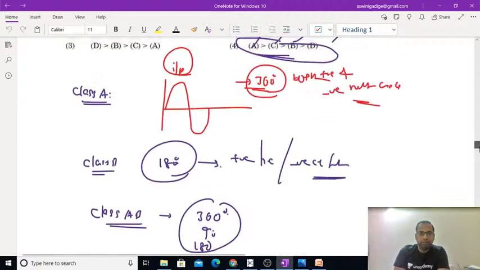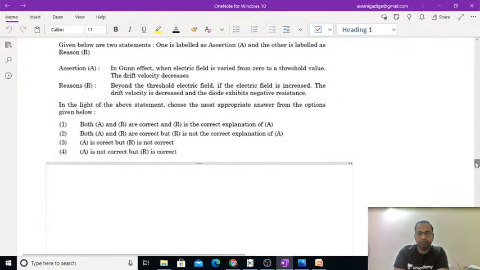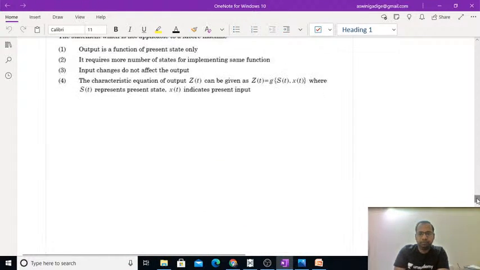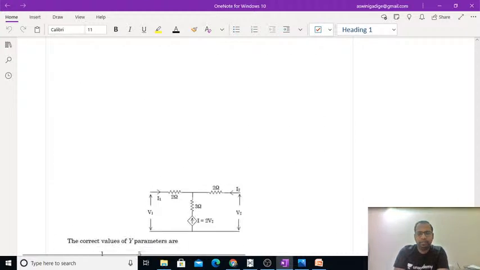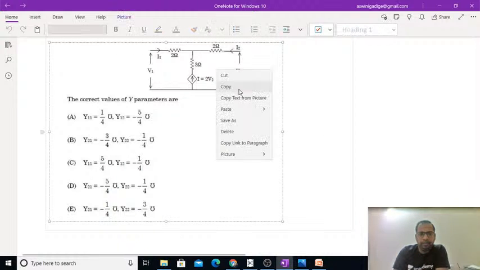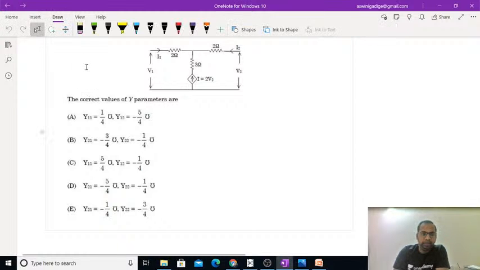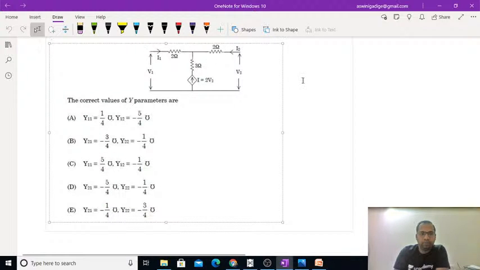In the last part 1 and part 2, we discussed 10 questions, and in the present session we are going to see a few more questions. First we will solve the network related problem. Here one circuit is given, and for this circuit they are asking to find the admittance parameters.